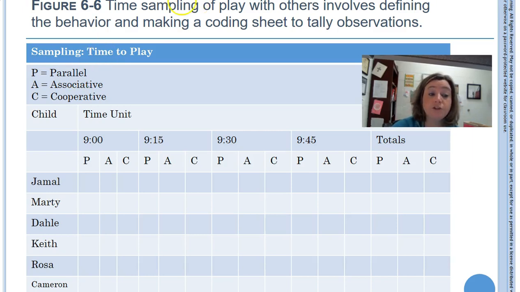So you would use time sampling to see what type of play is actually happening at 9 o'clock, at 9:15, 9:30, 9:45. And so this is just a great way to, throughout the day, see what is actually happening, because we all know that we're going to see children acting differently at 9 o'clock in the morning than we are at 3 o'clock in the afternoon. So time sampling can be a great way to code that.